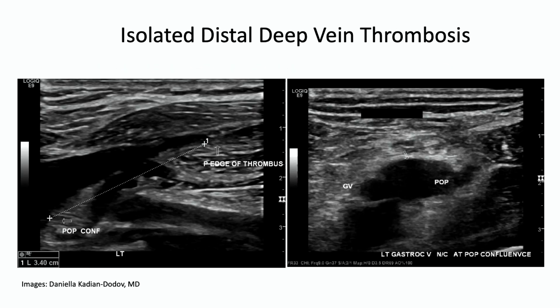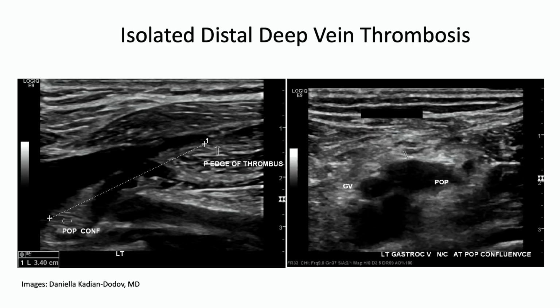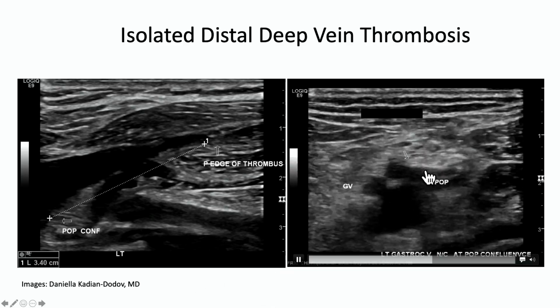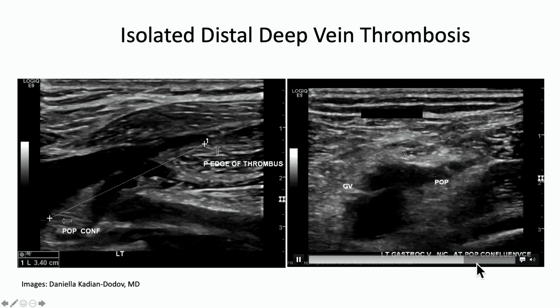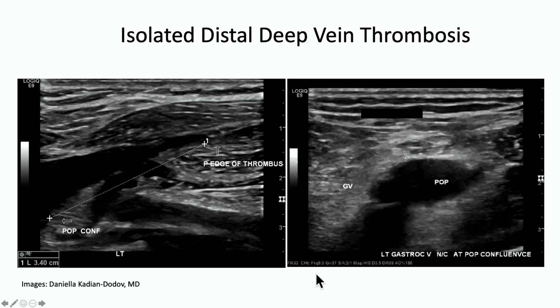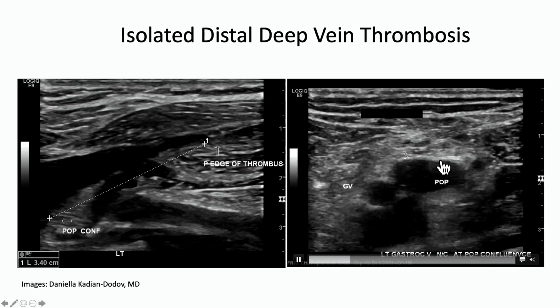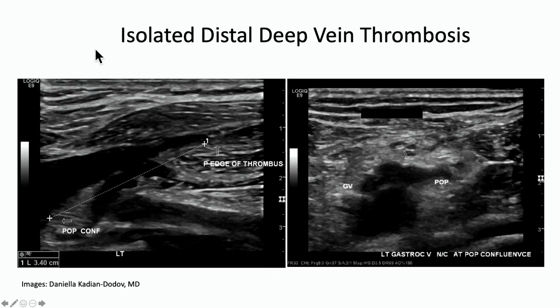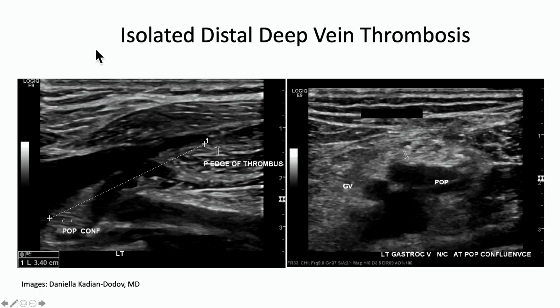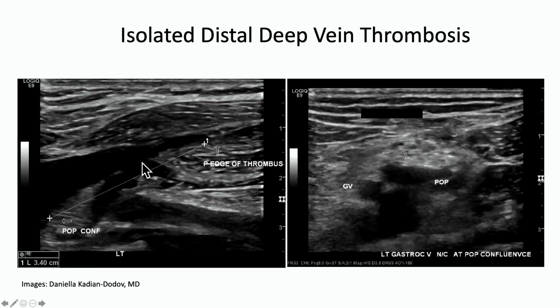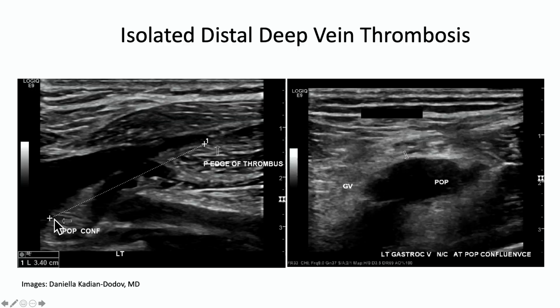So he got a venous duplex in our lab, and what you can see is a non-compressible gastrocnemius vein that is dilated. It's got pretty echolucent looking material in it. I like to think about acute thrombus as almost like a sponge. It's very spongy when the probe goes on it and bouncy. And it's about 3.4 centimeters away from the popliteal confluence.